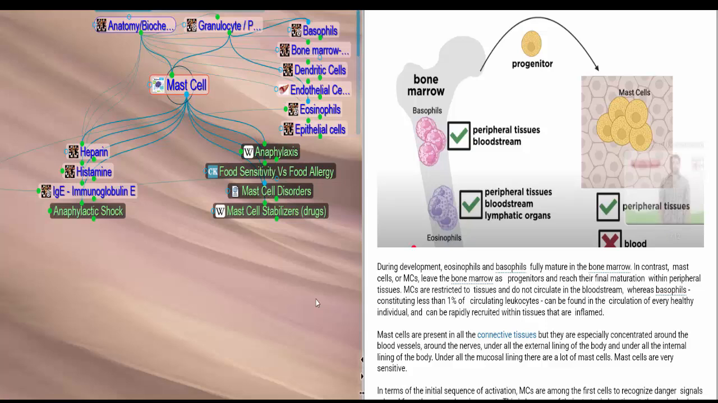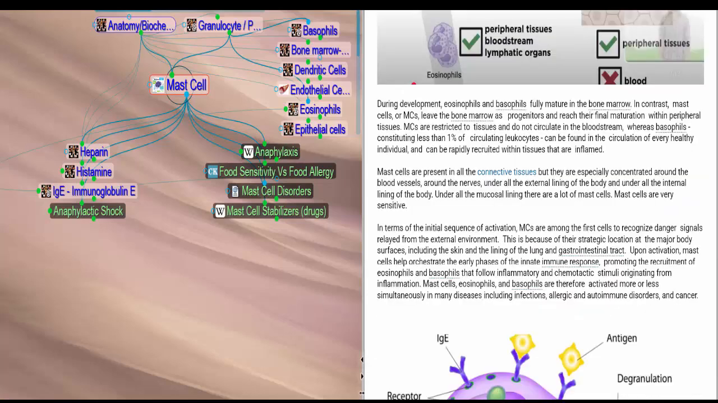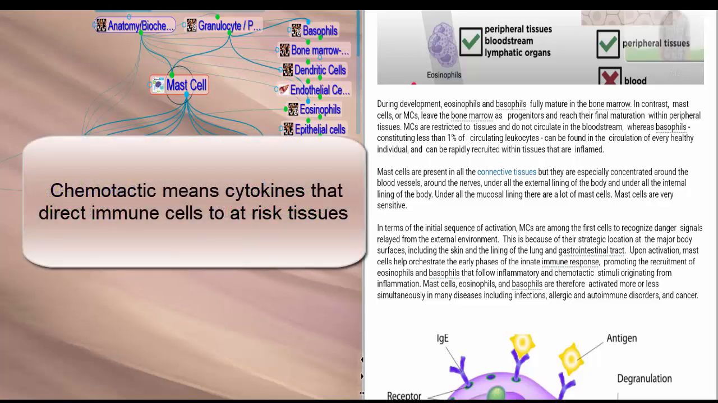In terms of initial sequence of activation, mast cells are among the first to recognize danger signals relayed from our external environment, and that's because of their strategic location at the major body surfaces, including skin, the lining of the lung, and gastrointestinal tract. Once activated, they help orchestrate the early phases of our innate immune response, promoting recruitment of eosinophils and basophils, we'll cover those later, that follow inflammatory and chemotactic stimuli originating from inflammation.